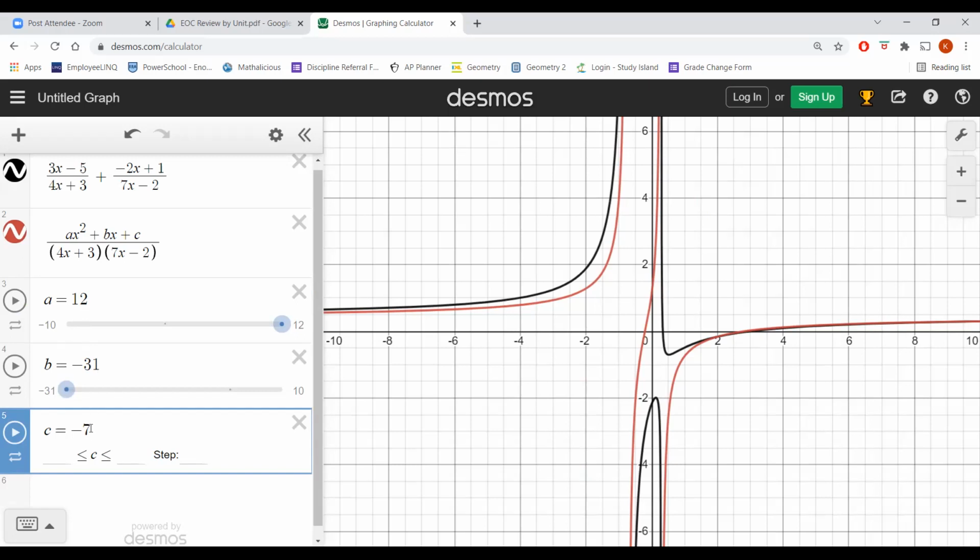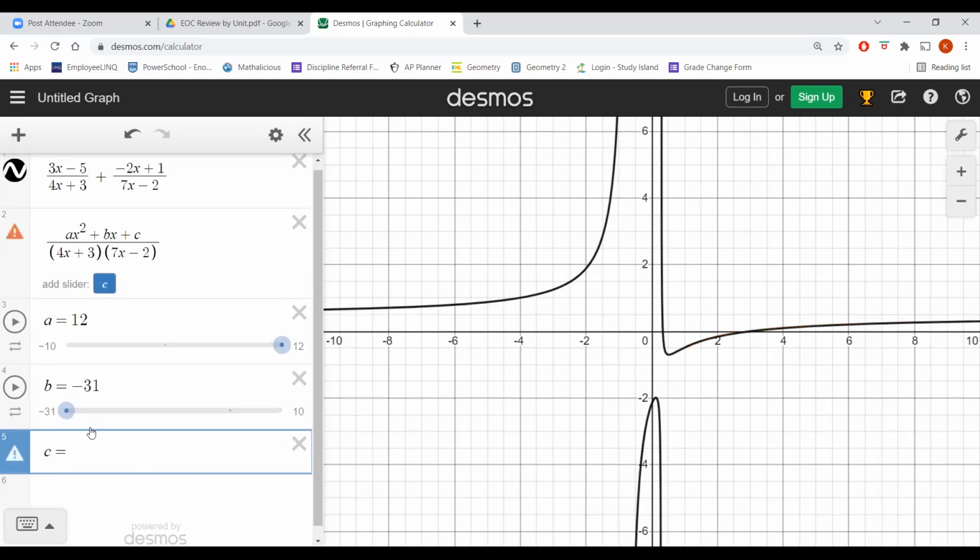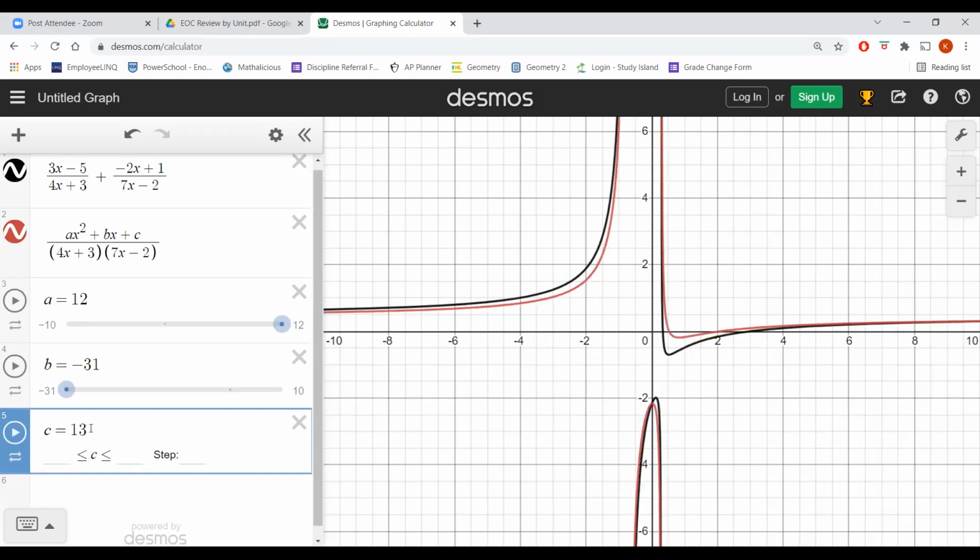So negative 7 didn't work. Let's try negative 3. That didn't work. Let's try 13. That's kind of close, so let's keep that in mind. Let's see what 16 is. Okay. So 12, negative 31, and then any of the C values did not work. So that means we have to change either the A or the B.